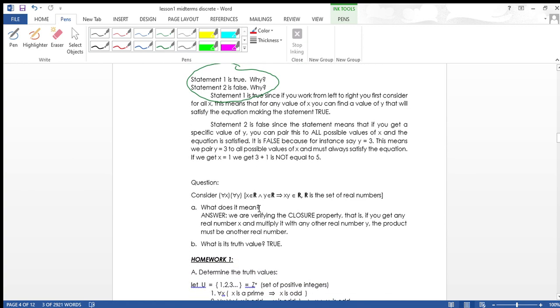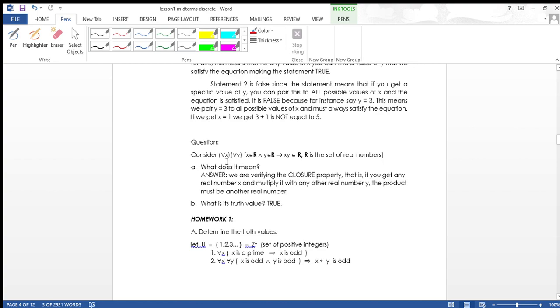Another example here is consider for all x, for all y, x is a real number, y is also a real number. So if x is a real number and y is a real number, then xy, or this is x times y, must be an element of a real number. So what are we looking at here? We're just looking at the closure property.